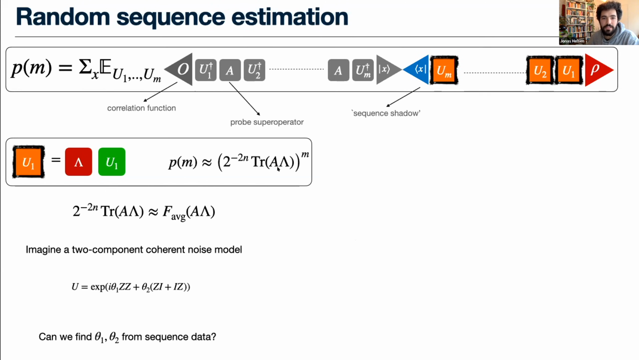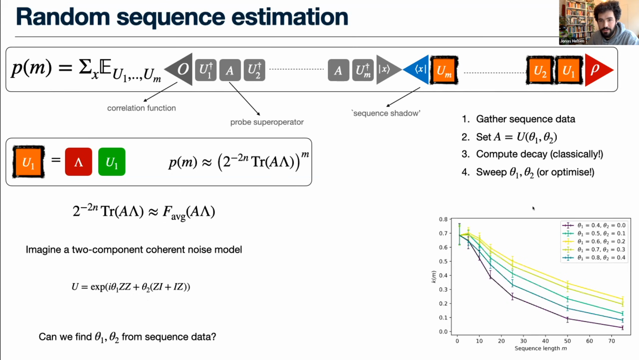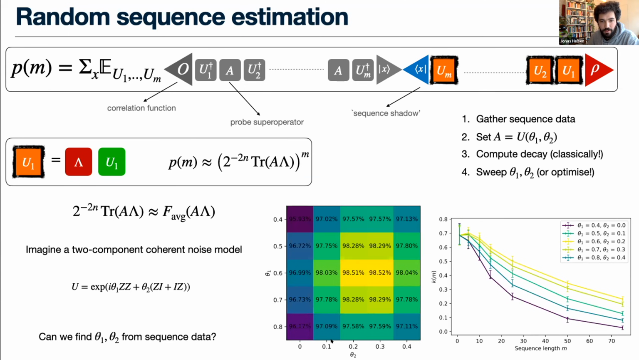So what we're going to do is say, okay, A is also this unitary, but with two unknowns in it. And we're going to try and find the point of maximum overlap to maximize this trace. And you can create these really nice sweeps. And you can see here, these are different P of M's for different values of A. And you can see that the number goes up as we get closer to the correct values of θ1 and θ2.